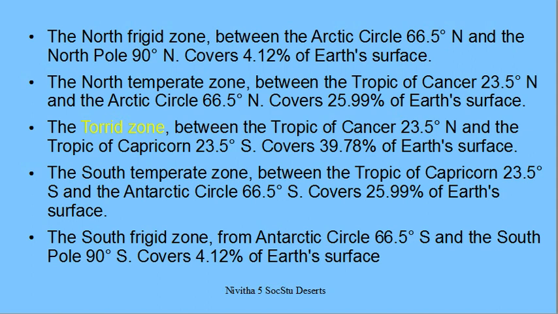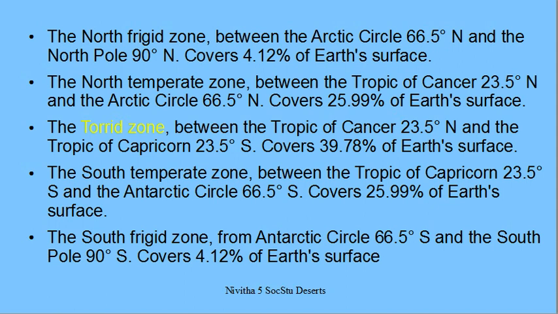Now, the Equator is 0 degree latitude. The Tropic of Cancer is 23.5 degrees north. So, in the North Torrid Zone, we have two regions. One is mostly the desert region, another is equatorial forest. From 0 to 10 or 15 degrees north, or 0 to 10 or 15 degrees south, we call it an equatorial forest region. And from 10 to 15 degrees north to 23 to 30 degrees north, or 10 to 15 degrees south to 25 or 30 degrees south, we call it a desert zone.